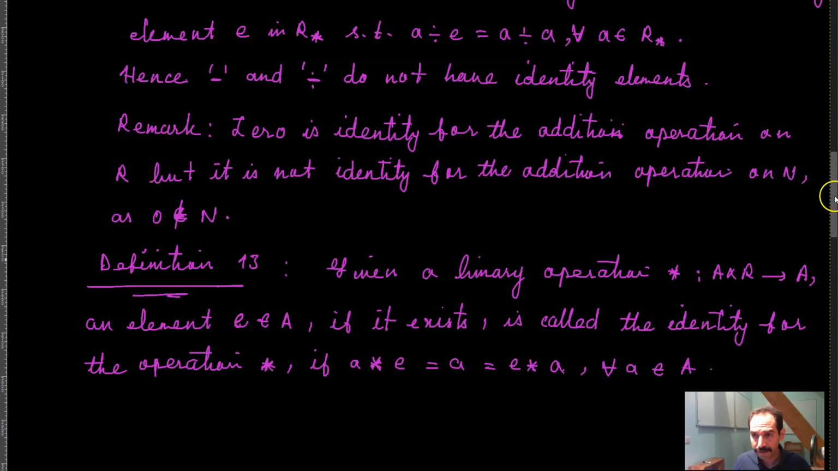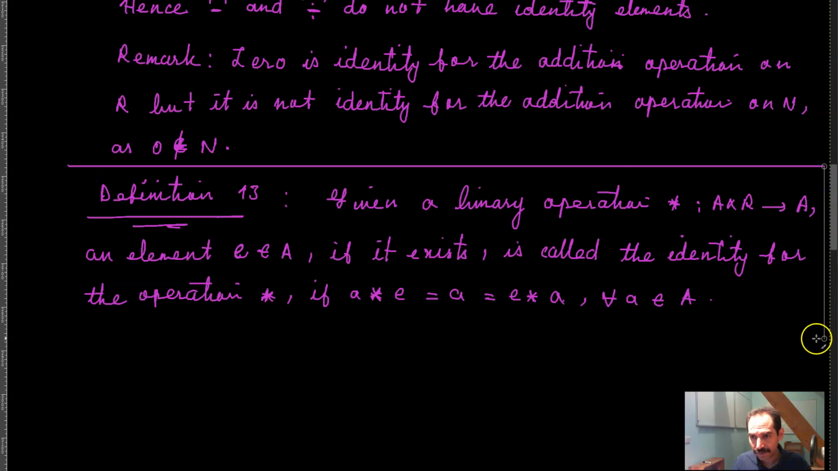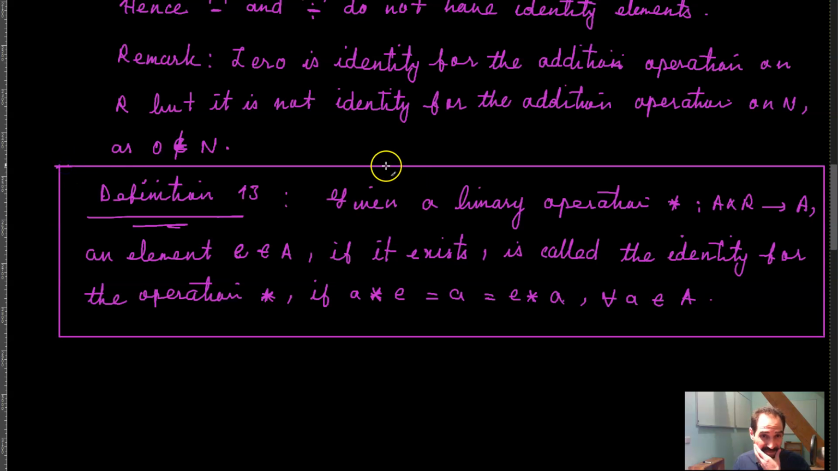So this was the definition that we had, and based on this definition, what we can say is that, of course, 0 is the identity for the addition operation on R, but it is not the identity for the addition operation on N, as 0 does not belong to N.